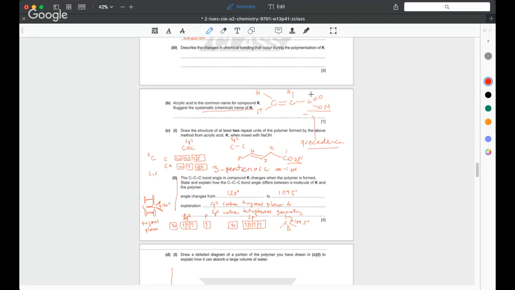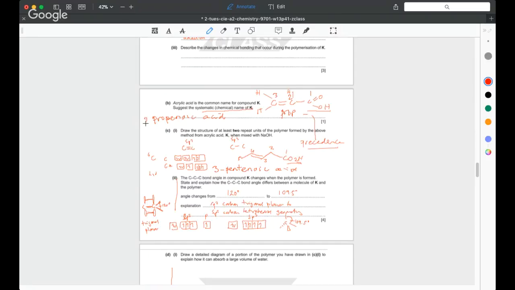And so when you come back to this one here, the carboxylic acid takes priority or precedence. That's number 1, that's number 2, and number 3. So you've got 3 carbons in a chain. That's going to be not a pent, but it's going to be prop, isn't it? And so that is going to be propenoic acid.